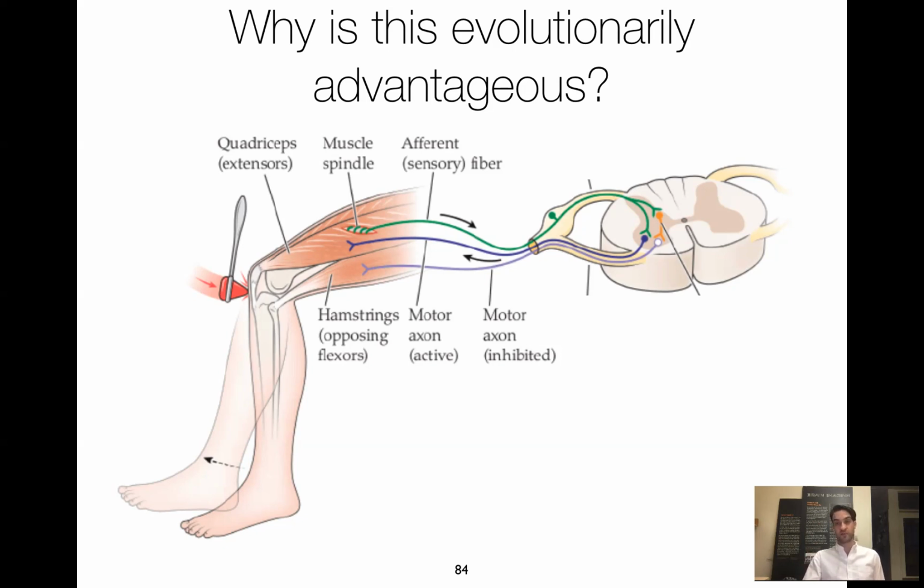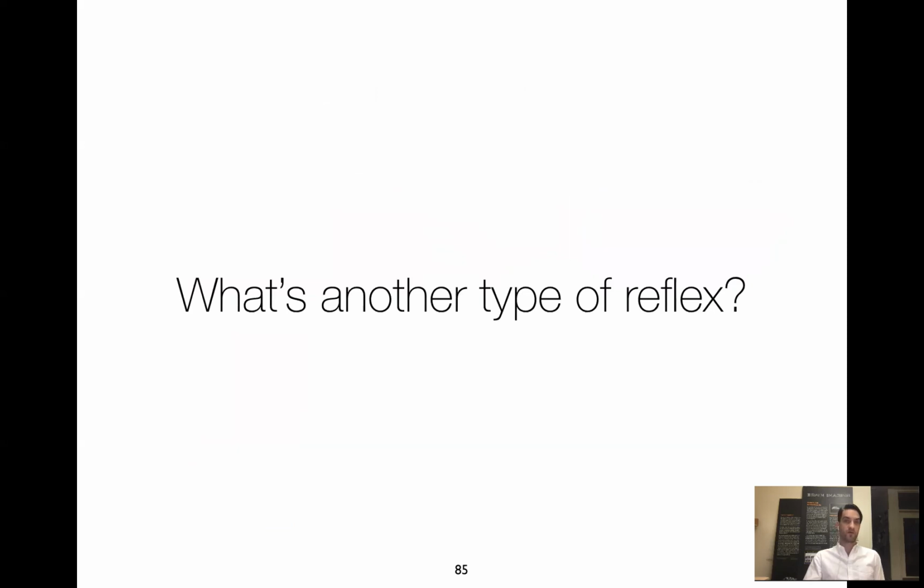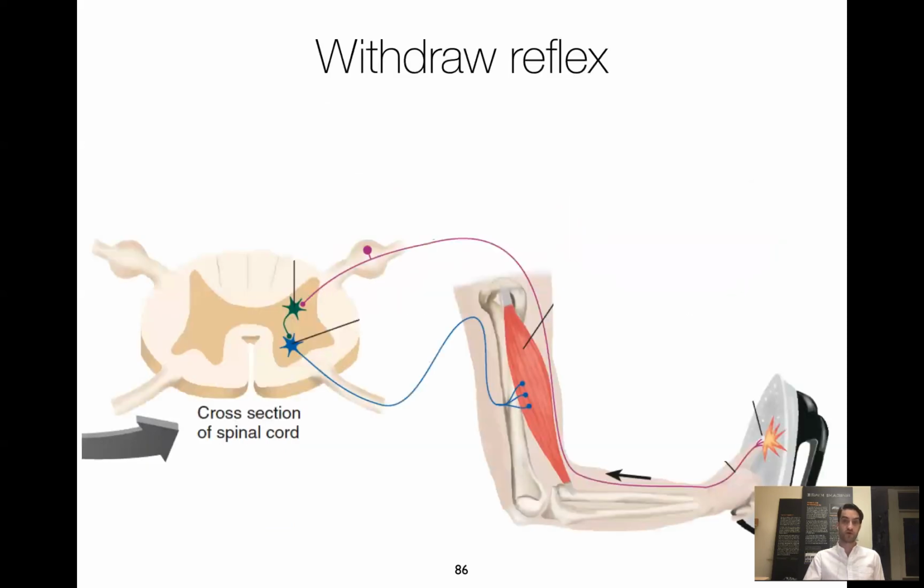So that's one example of a reflex. I wonder if anyone can think of another type of reflex. My personal favorite other one is referred to as the withdraw reflex. So this is that thing where, if you accidentally touch a hot stove or a hot pot or something, and then you move your hand away, and if you think about it, you move your hand away almost before you realize that it hurts.